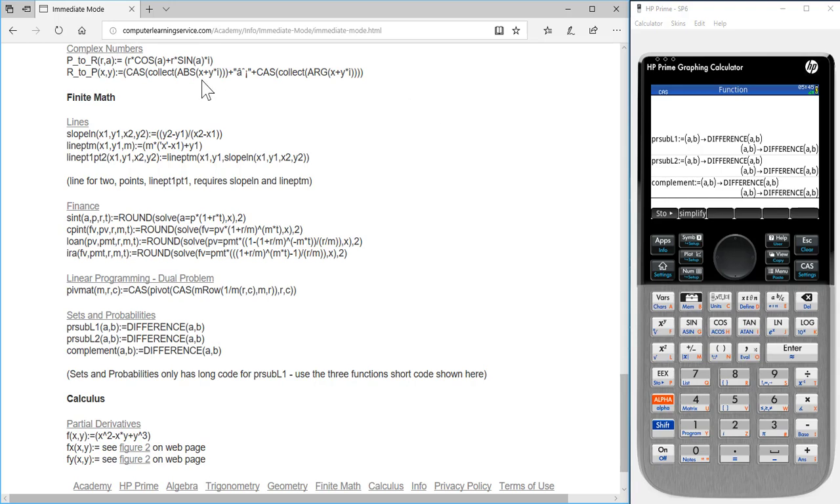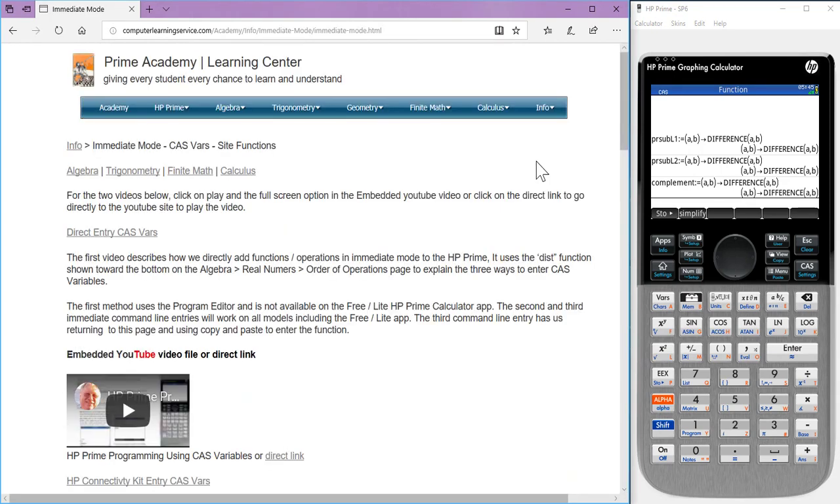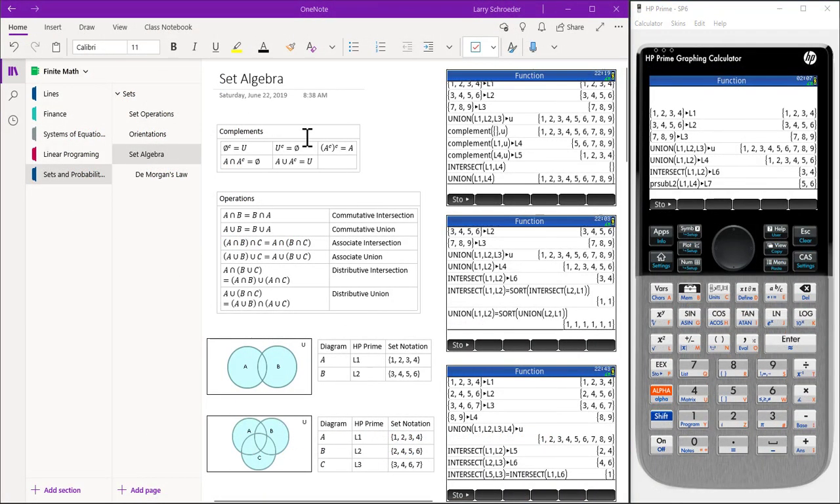You can find this code by going back to the info immediate mode and then hitting finite math. You will see this code shown. We now load Onenote to look at set algebra.